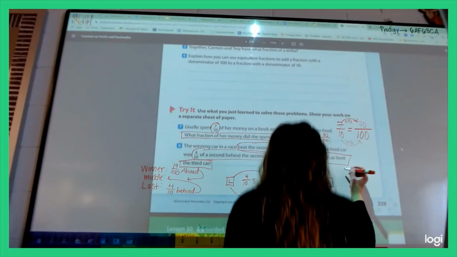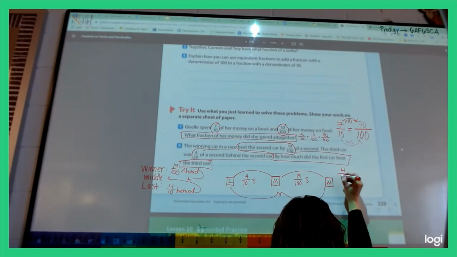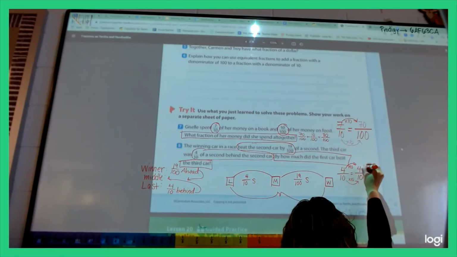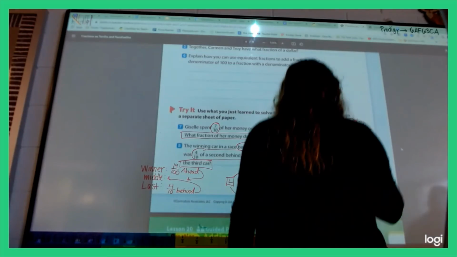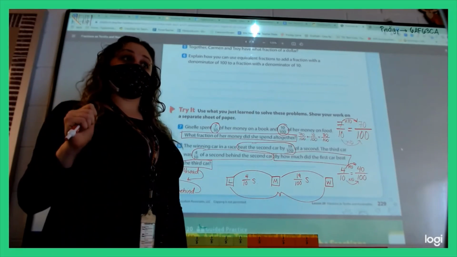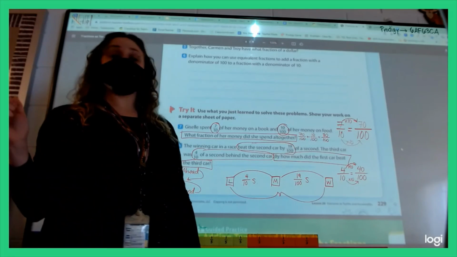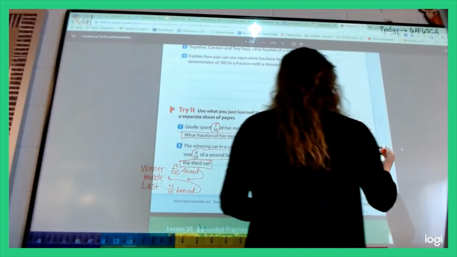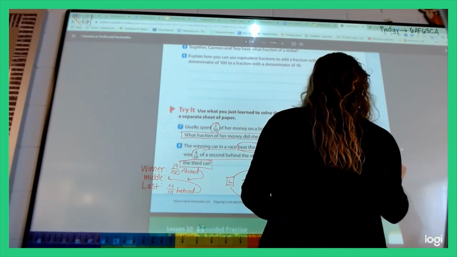We already know, so 4/10, make sure you're writing with me, equals some other fraction with a denominator of 100. Check your work with mine. We should all know this by now. So I got 40 100ths. You got 40 hundredths? Okay. So 40 hundredths plus 19 hundredths. I'll put my work over here.